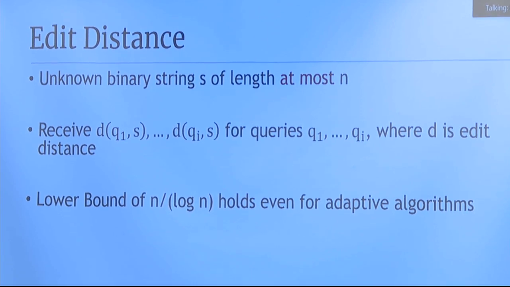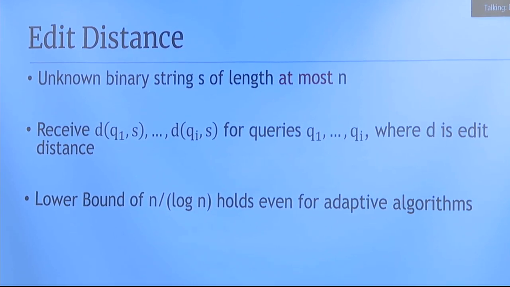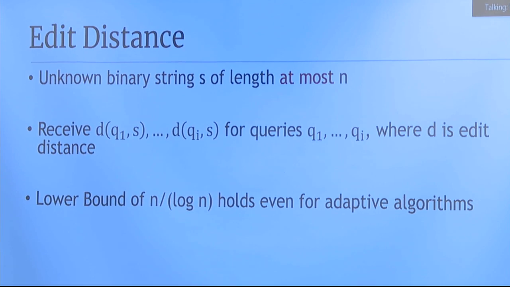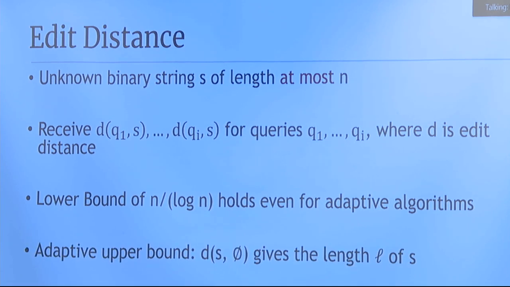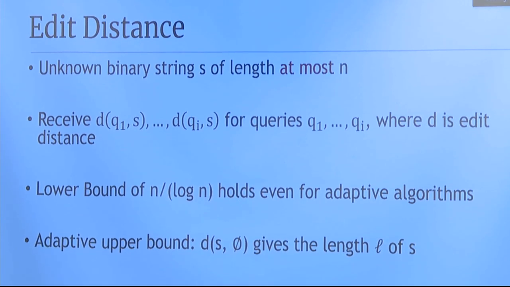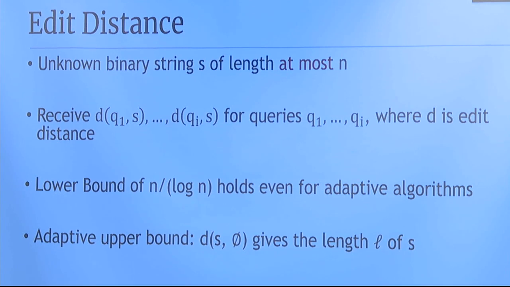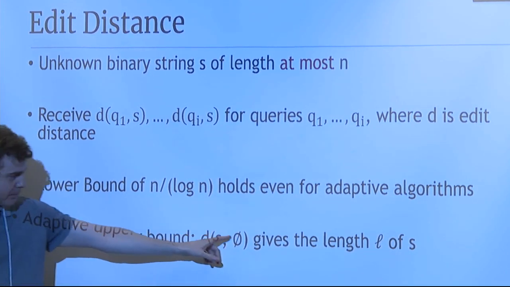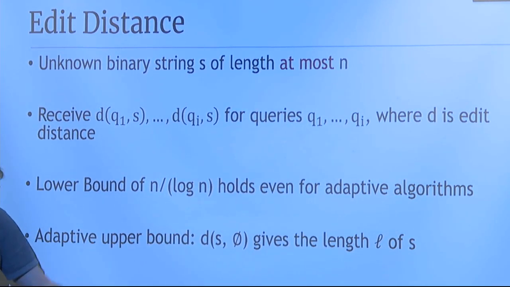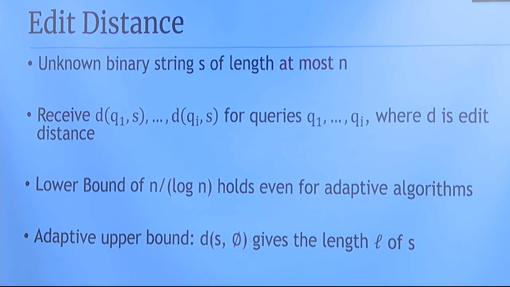Again, this information theoretic lower bound that we had before applies. So n over log n holds here even for adaptive algorithms. Can we get close to that from an algorithmic standpoint? Here's a simple adaptive upper bound. We can first query with the empty string, and the edit distance of our secret to the empty string will give us the length L of this string. So that's one round of adaptivity.